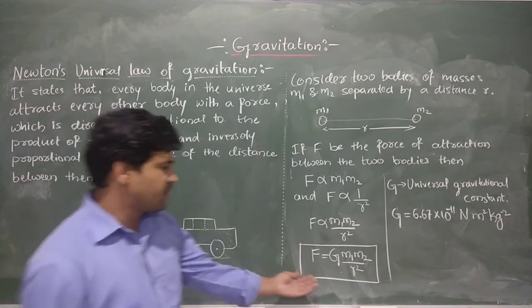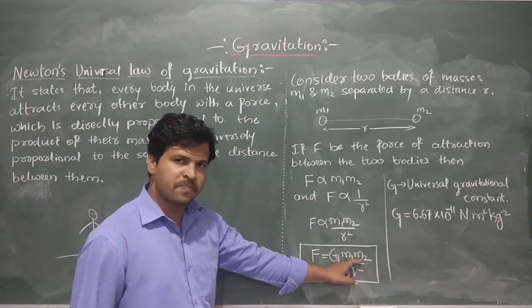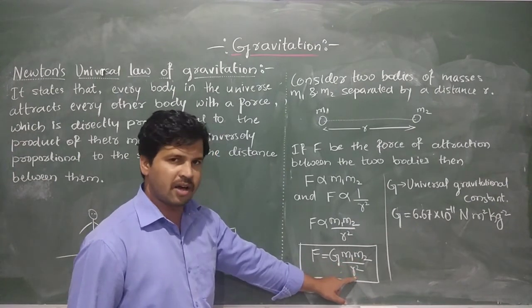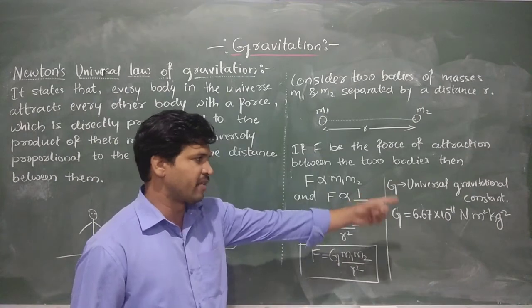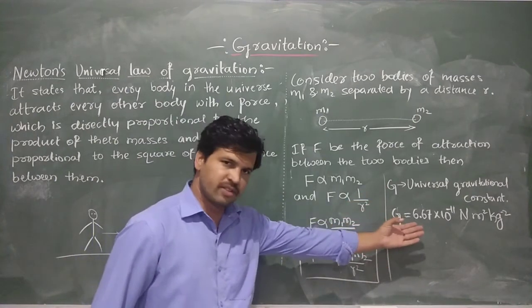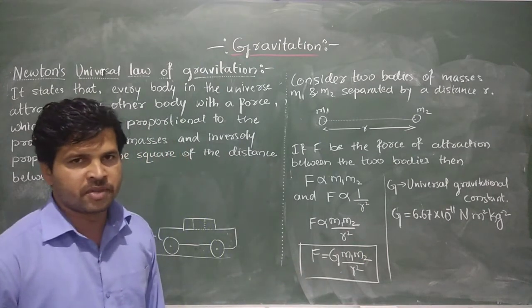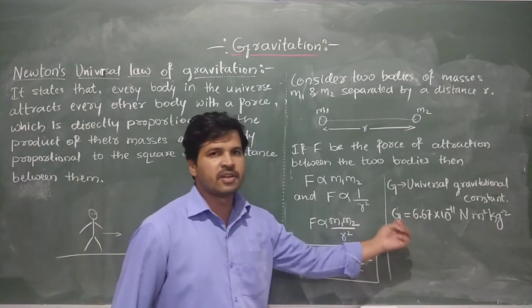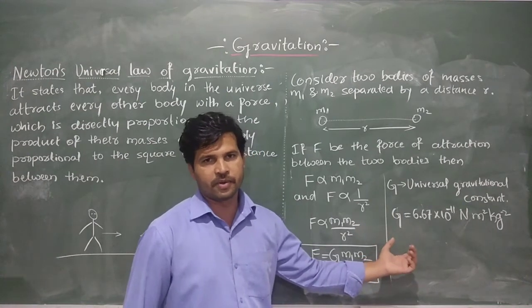So this is the force between the two bodies whose masses are m1 and m2, and they are separated by a distance r. Very simple equation. F equals G m1 into m2 divided by r square, where G is the universal gravitational constant, and you know the value of G. And one more thing, G is a universal constant and it is a scalar quantity.